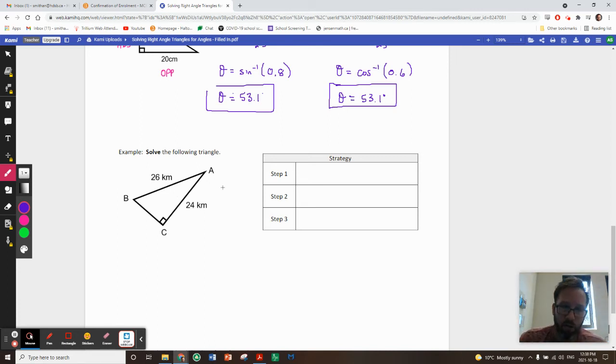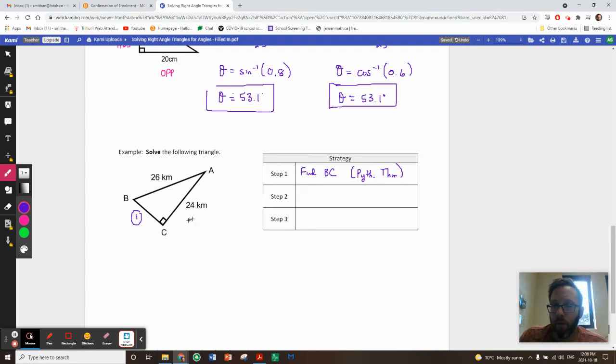So we do need the third side. Why don't we find the third side? We can do that right away because we have a trig tool that helps us with that. We're going to find BC, and I'll just put in brackets, we're going to use the Pythagorean theorem. I'll just put that in a little short form.